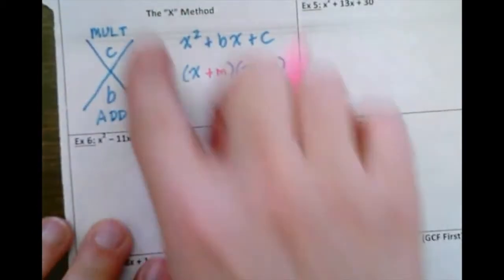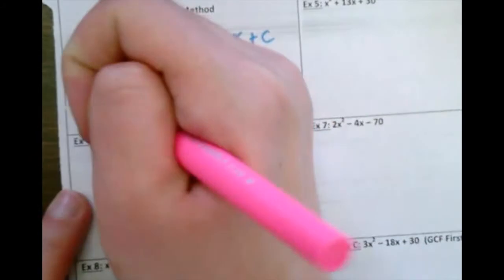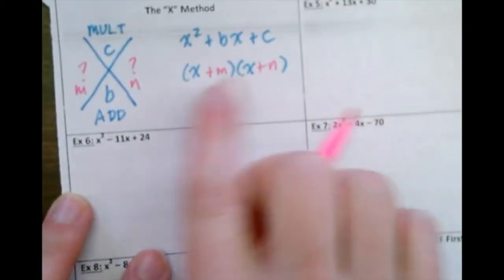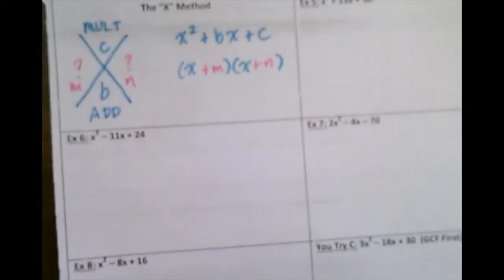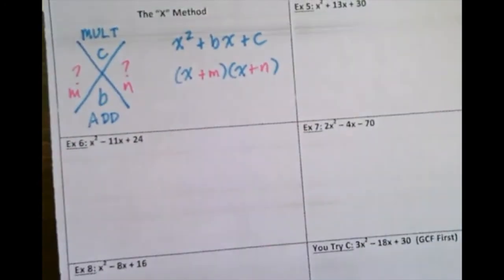And I use this to set up our puzzle. So we're trying to figure out what are the two numbers, like m and n in this notation, that will both multiply to c and add to b. And if we can fill this X in, then we know how to write those two binomials. Okay, so let's look at some examples.